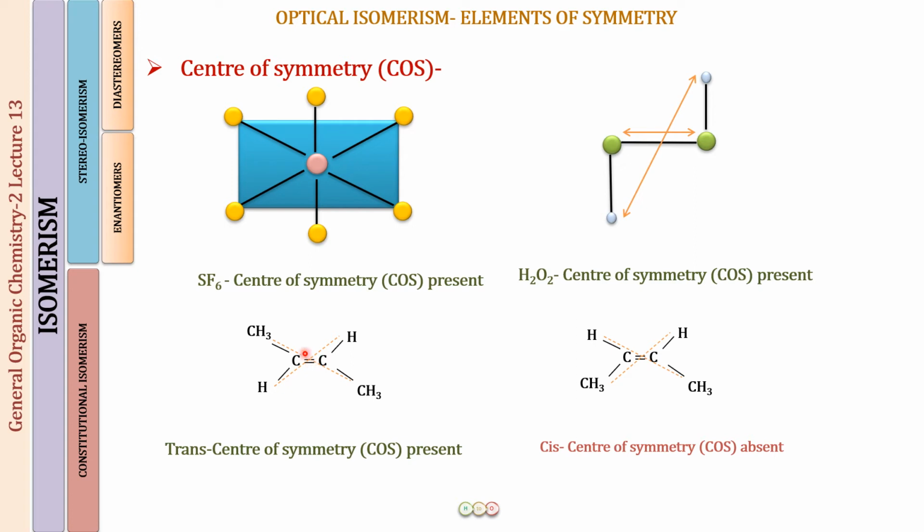If you go on the right and left sides, you will find the two carbon atoms from this point, and if you go this side, a CH3 opposite to it, a hydrogen and a hydrogen opposite. So the trans compound has a center of symmetry. You've already seen it in the previous example also, whereas in a cis compound, the center of symmetry is going to be absent.